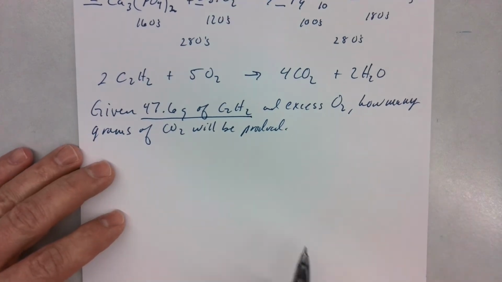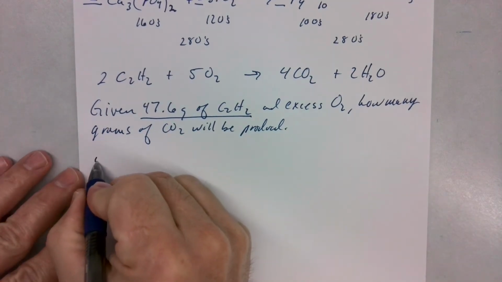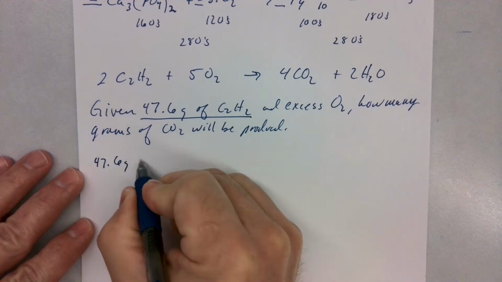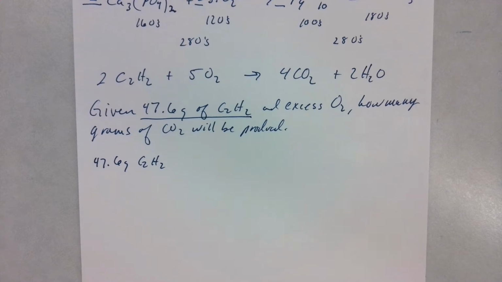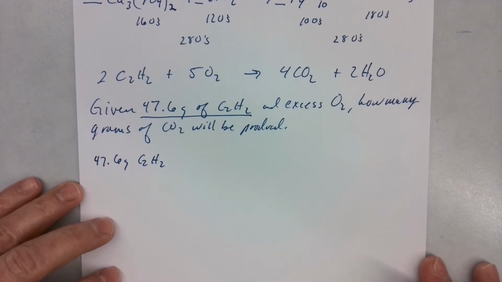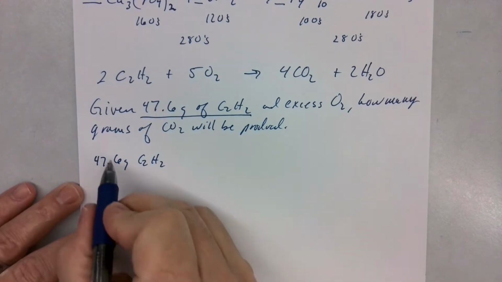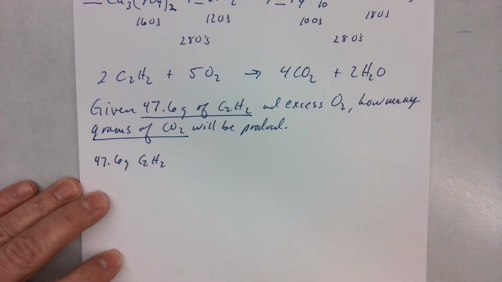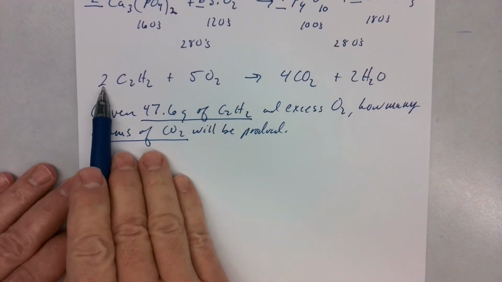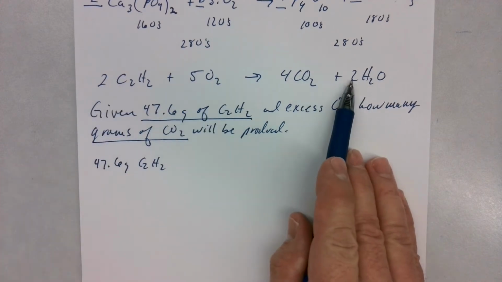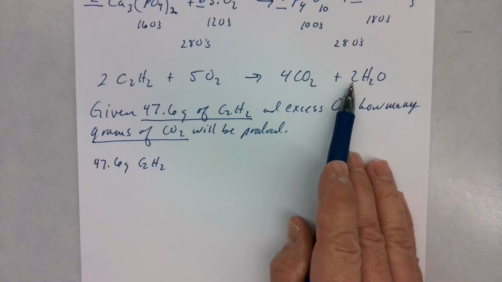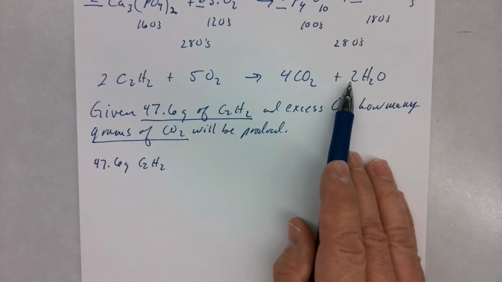Okay, now, I'm starting with 47.6 grams of C2H2. When I'm done, where do I need to be? CO2. I need to be in grams of CO2. Now, does anybody know what this equation really tells me? Anybody take regular chemistry and knows what this means? Is that your phone blowing up on my desk?